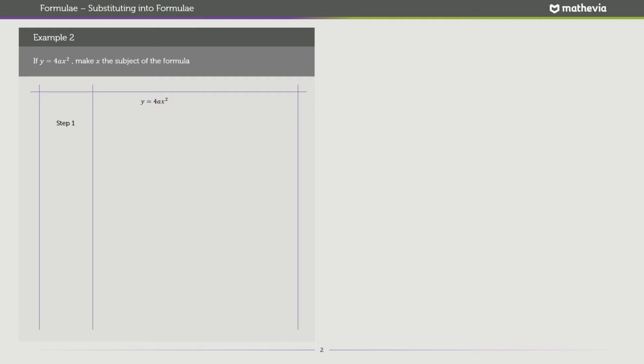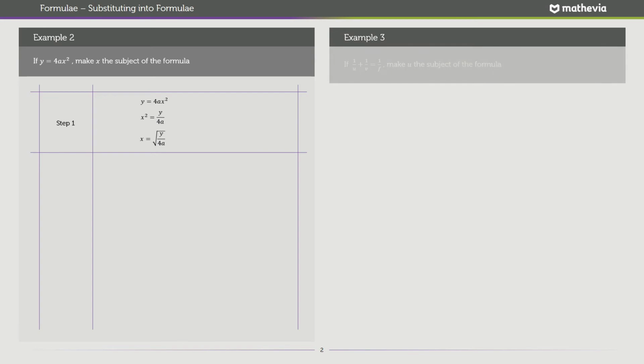Now, we have 4a multiplying x squared. So the first thing we do is divide both sides by 4a. And what we have in the end is x squared equals y over 4a. And now we have a square. We need to get rid of that square. We quite simply find the square root of both sides. And what we have in the end is x equals the square root of y over 4a. And that's it. Very, very simple stuff.